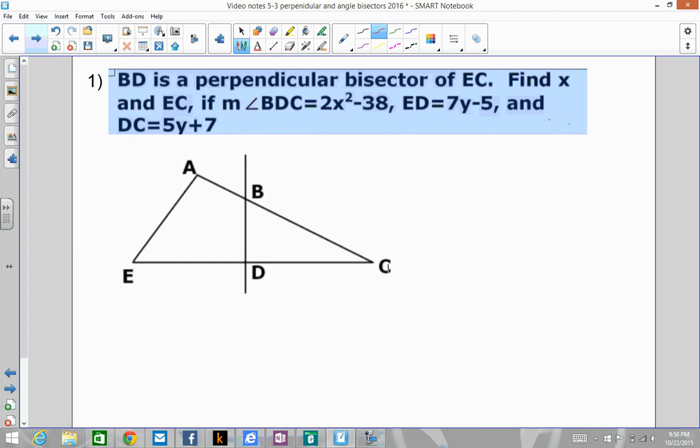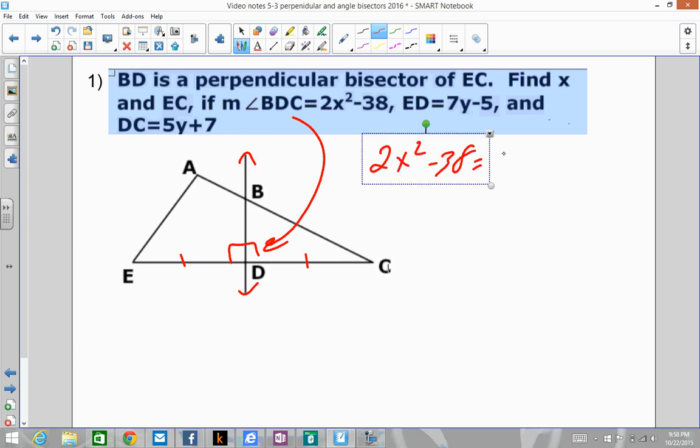Okay, so now that you're working this problem, it says a perpendicular bisector, so that means we've got a right angle. And it's a bisector, so that means we have two congruent segments here because there's a midpoint. And so BDC goes right here, and we know that's a 90-degree angle, so 2x squared minus 38 equals 90. That's the square root method. When you're done solving this, you should get x is equal to positive and negative 8.